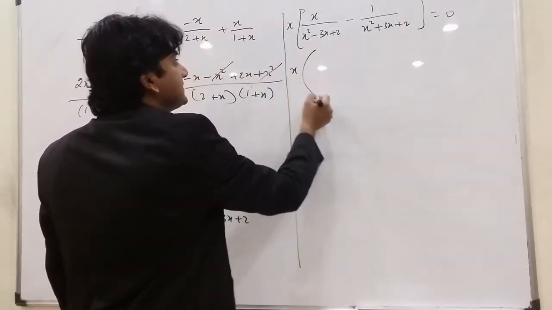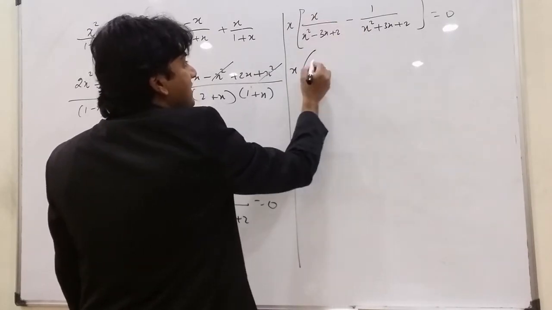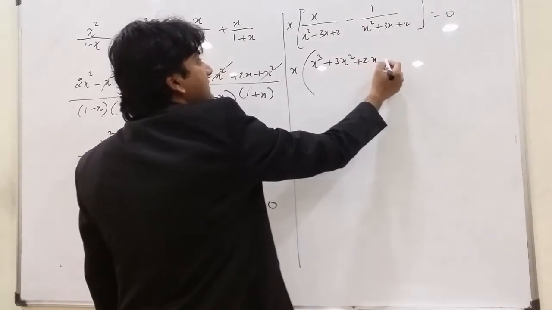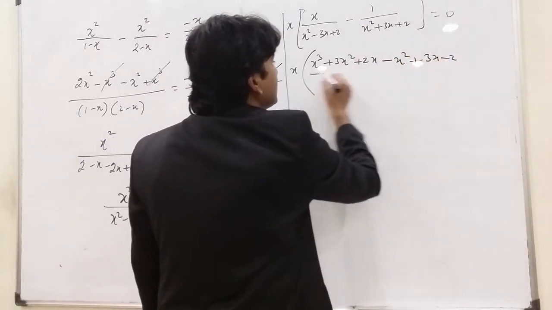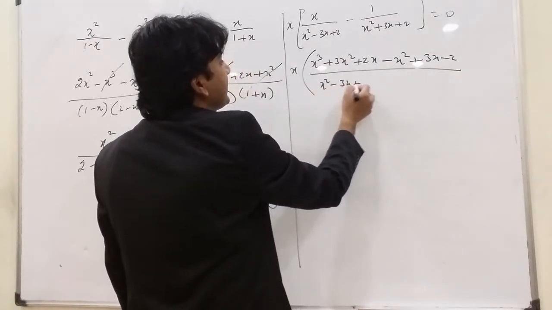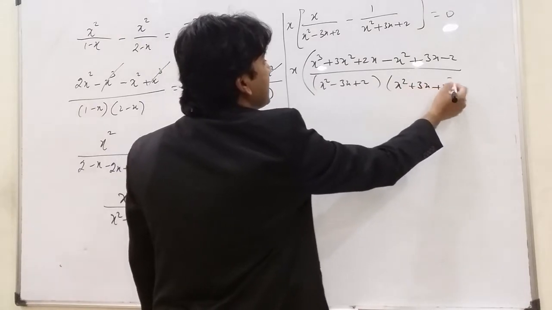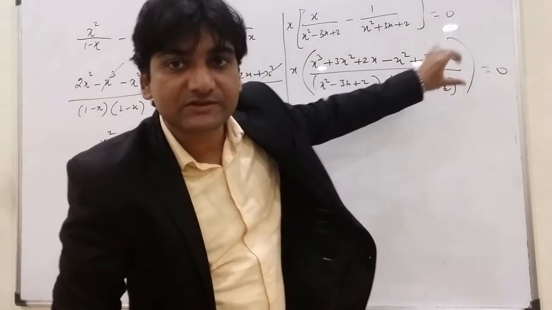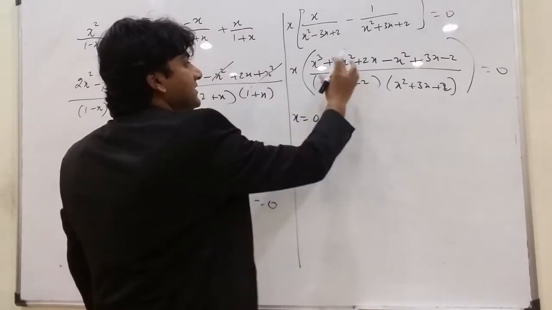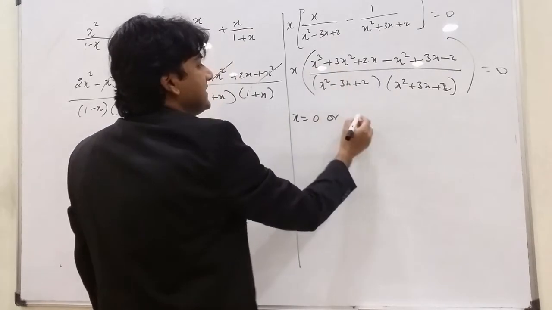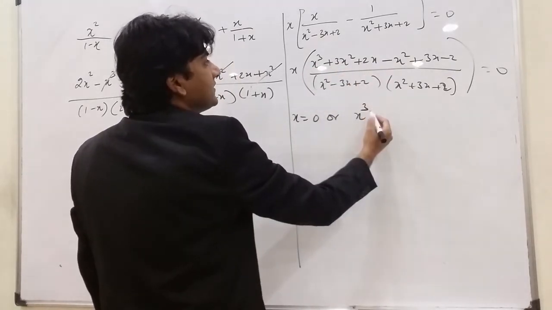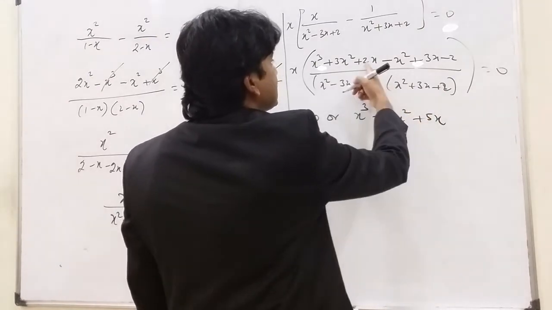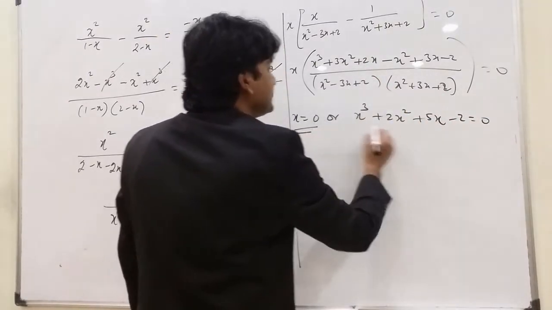Now here x, and then cross multiplication again: x times x square, that is x cube, then this is 3x square, then 2x, then minus 1 times this, minus x square plus 3x minus 2, over x square minus 3x plus 2 times x square plus 3x plus 2 equal to 0. Now either x would be 0 or this bracket would be 0, right? So numerator would be 0. So that is x cube, plus 2x square, plus 5x, minus 2 equal to 0. So either this equal to 0 or this equal to 0.